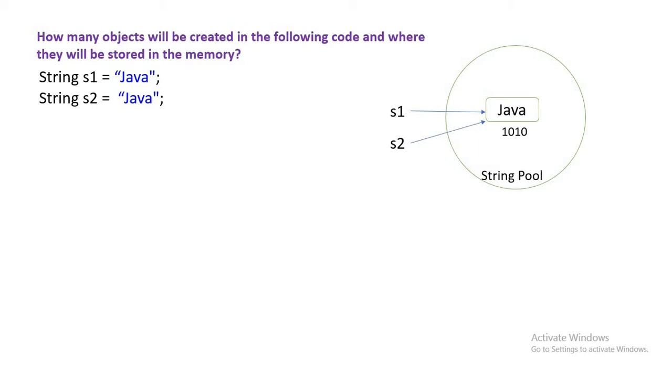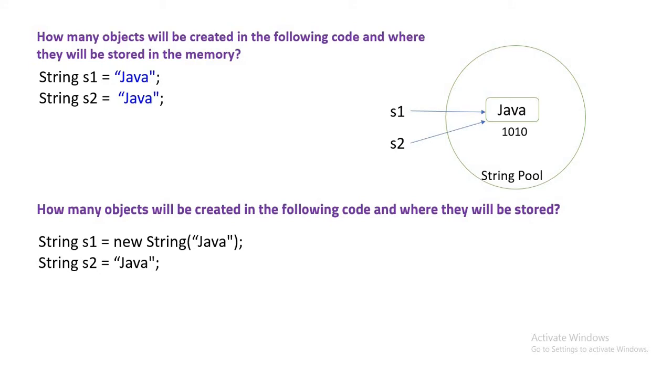Next, when we create string s2 with the string literal "Java", it checks the string pool to see whether "Java" is already present. If the value is already present, the JVM does not create any object and directly references the same object.